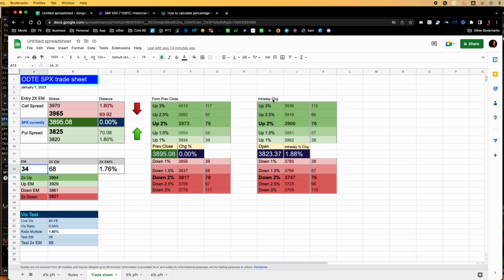And then this number I really like. This is the intraday change. This is a number I'm really interested in that I don't really calculate that much. So this is from the current day's open, what would be 2% up, 3% up. This right here is to compensate for gaps.